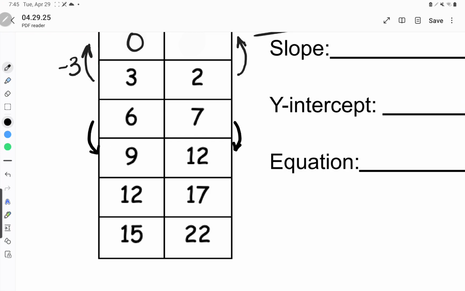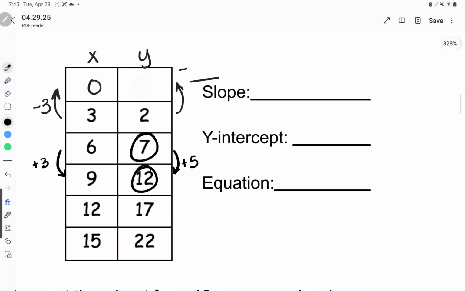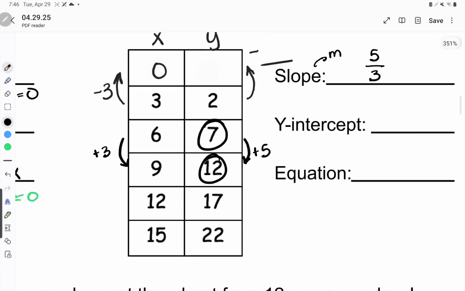On this right side over here, what do I do? I do 12 minus 7. And 12 minus 7 gives me 5. So to go from 7 to 12, we add 5. All right, and then how do we go from 6 to 9? We would add 3. 6 plus 3 equals 9. 7 plus 5 equals 12. Okay, so my slope, which is m, is what over what? 5 over 3. And we're not going to simplify that whatsoever. We're going to leave that the way it is.